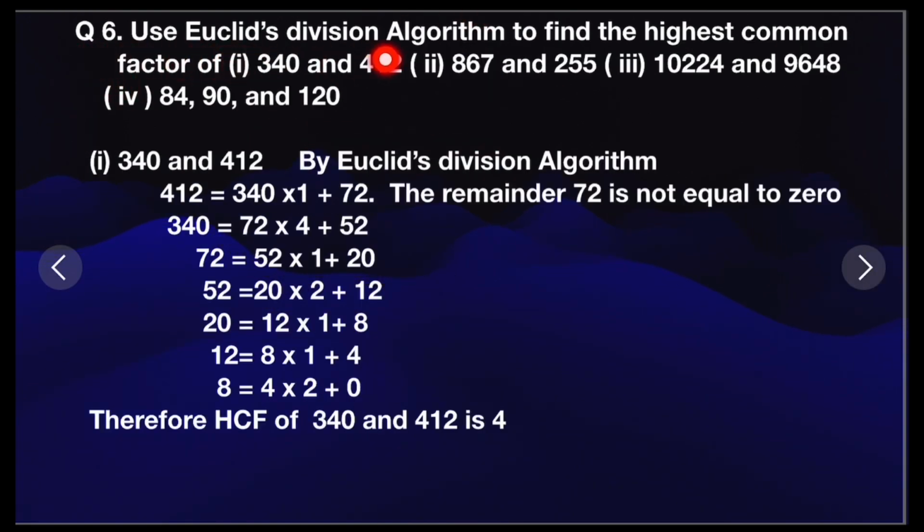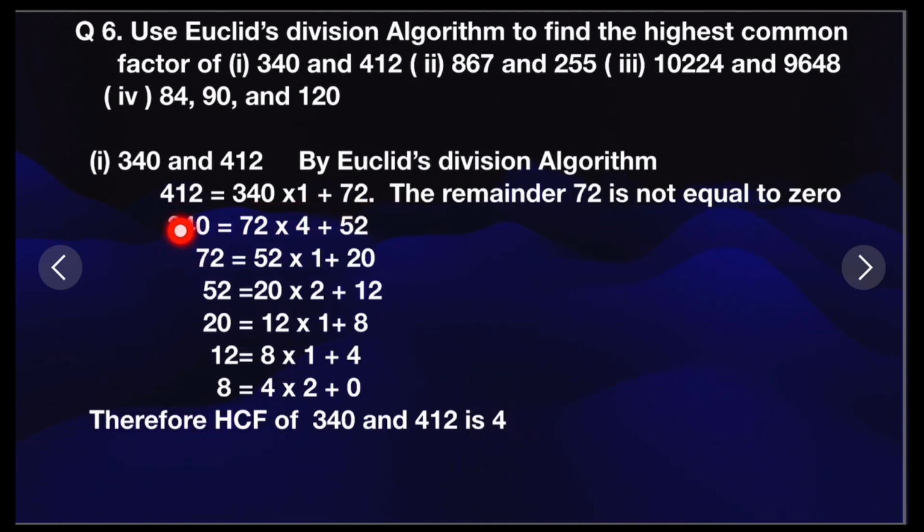Number 6. Use Euclid's division algorithm to find the highest common factor of 340 and 412. So let's take these two numbers. We are going to find the HCF in a very easy method. We don't need to factorize any numbers. Just follow this method. Take the bigger number as A, and this number as B. Write down the lemma for it: 412 is equal to 340 into the quotient plus remainder. You have to do the division, then you will get the quotient and the remainder. Ordinary division. So write down A is equal to BQ plus R.